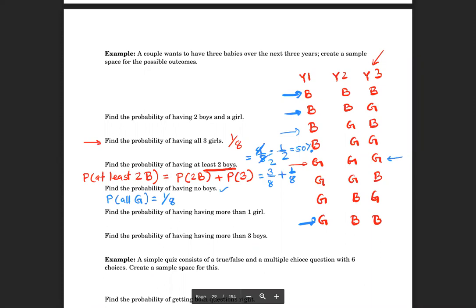Probability of having more than one girl. So the probability of more than one girl is going to be the probability of 2 girls plus the probability of 3 girls, right? Like the probability of 2 boys and the probability of 3 boys. This is exactly like this. The probability of 2 girls, you can check it, is going to be 3 out of 8. The probability of 3 girls is 1 out of 8, which is 4 out of 8, which is 1/2, because 4 goes into 8 twice, which is 50%.